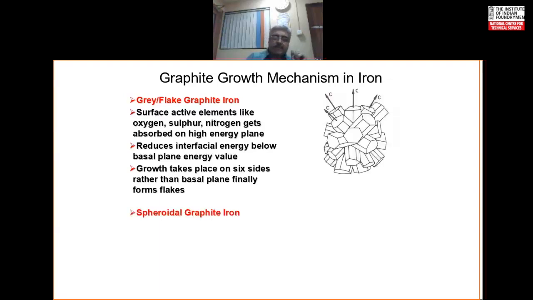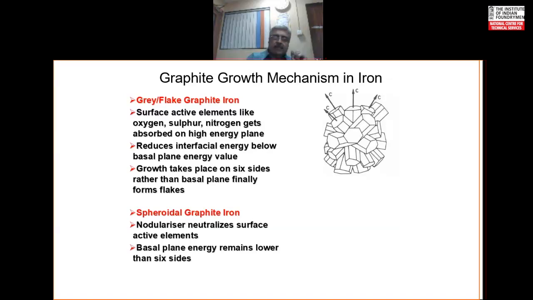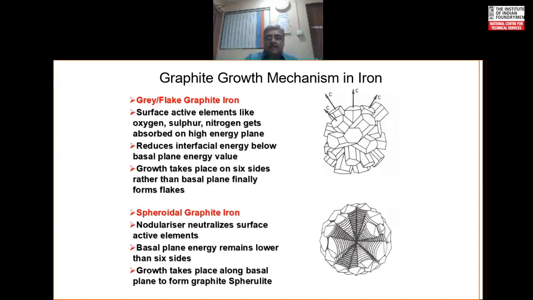Now, in the case of spheroidal graphite, what happens after you remove the oxygen, sulfur, nitrogen? The nodulizer that you use for treatment neutralizes the surface active elements. Now the basal plane has the lower energy and the growth takes place on top of the basal plane, and the growth happens in the direction at right angles. So a spherulite is formed. Now this is as far as graphite is concerned.